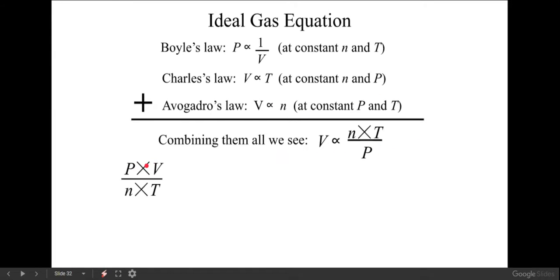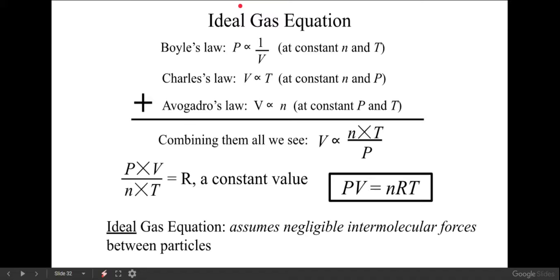So if we take this and combine it so that it's PV over NT, what we'll find is that this ratio is always equal to a constant value. And so we give this symbol the letter R. This R is just going to have a number, just like if you need to find the area of a circle, you look up pi. But here, if you need to know the volume or pressure of a gas and you measure these other quantities, then you need R. So R is for what we're going to call the ideal gas equation.